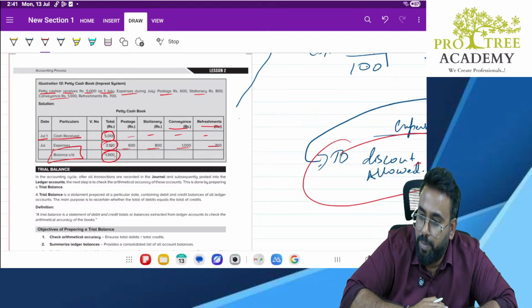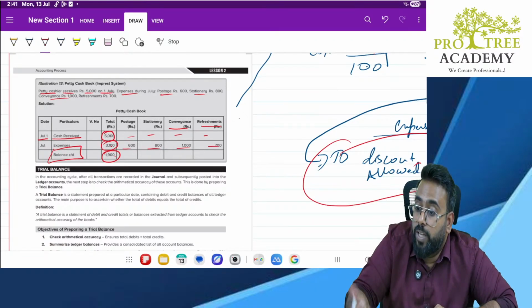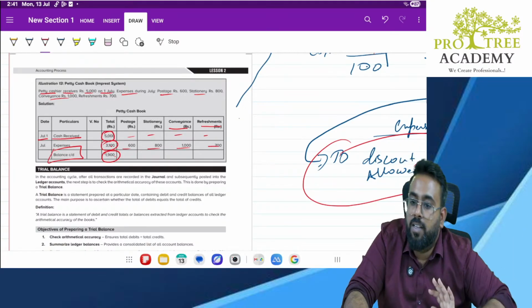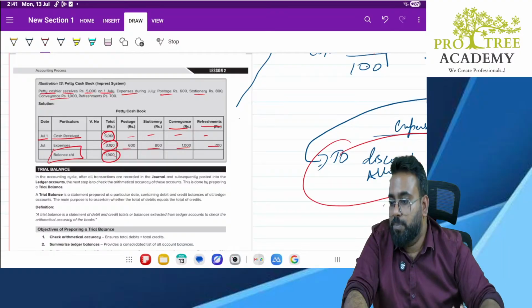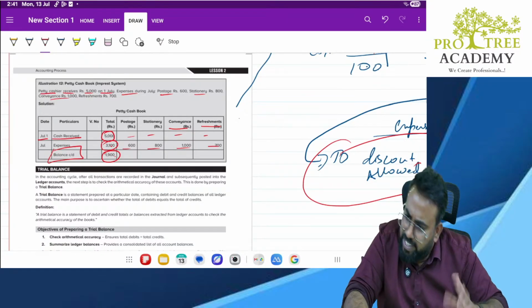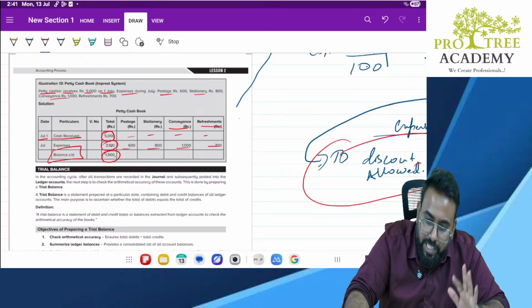Correct? Everybody is following. In fact, the junior cashier will not follow month. They will follow day wise. Every day they will close. Because in big companies, petty cash will be high, at least minimum 10-15,000. So it will get over. So they will close daily.